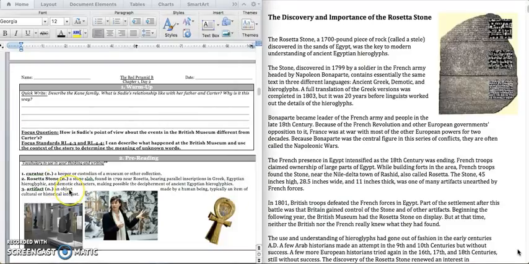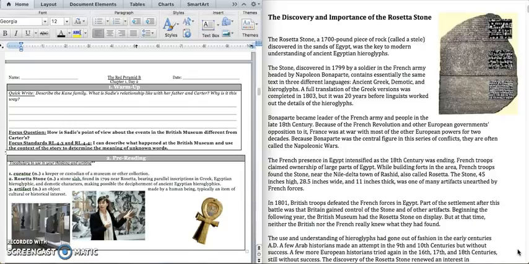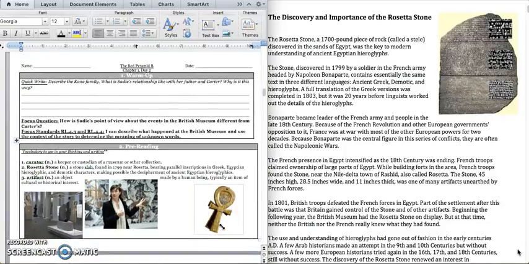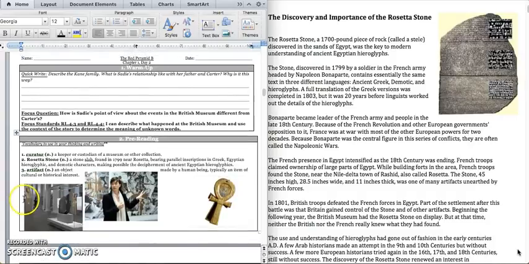It says, describe the Kane family. What is Sadie's relationship like with her father and Carter? Why is it this way? So you need to talk about how Sadie doesn't know them very well. They don't have a great relationship because she only gets to see them twice a year. Press pause to write down your answer and play when you're ready for the vocabulary.